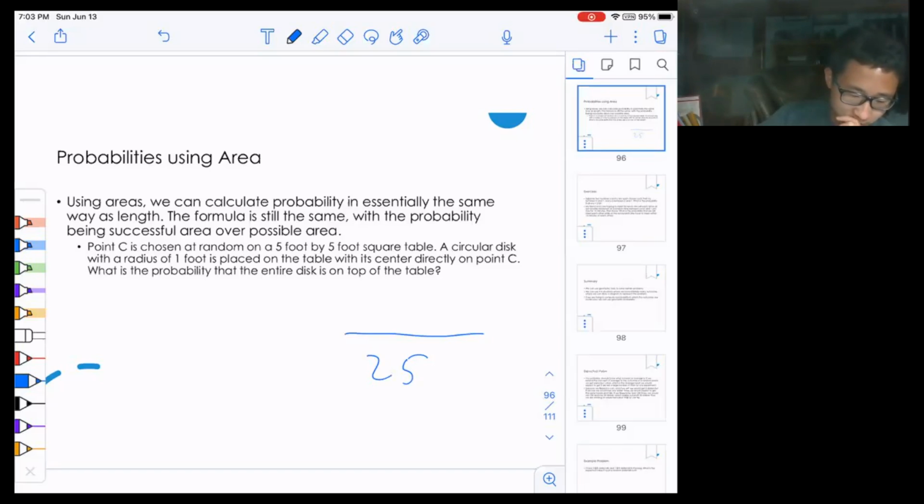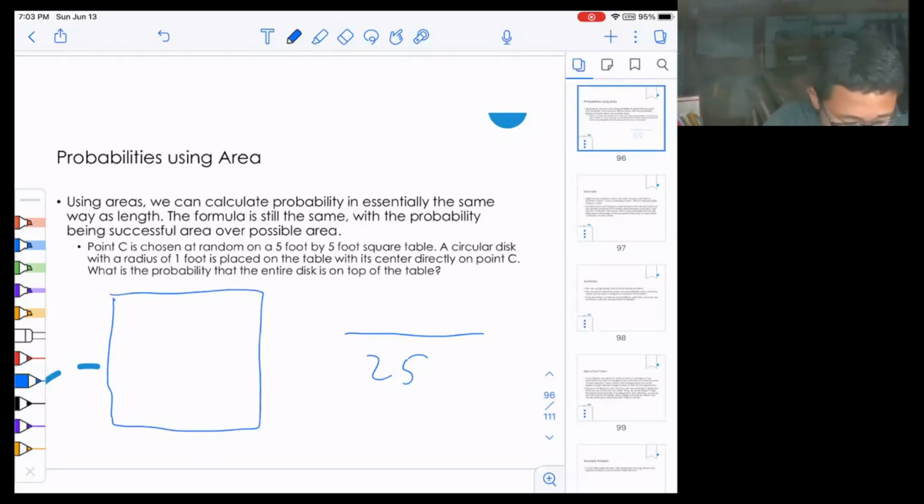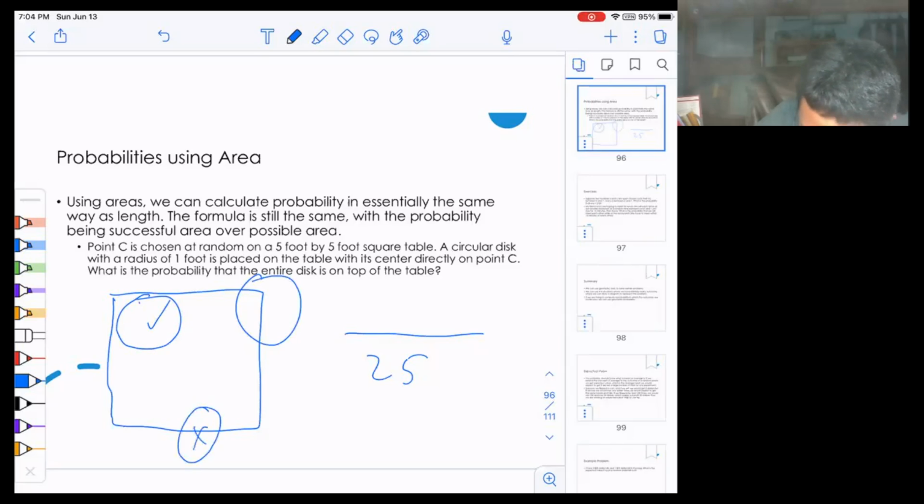So we can draw a diagram. Here's our possible region and our successful region. We want to have this 1 foot circular disc, and the whole thing has to be on the table. So we can have this, and this would be correct. But if part of it is off the table, then this is not right.